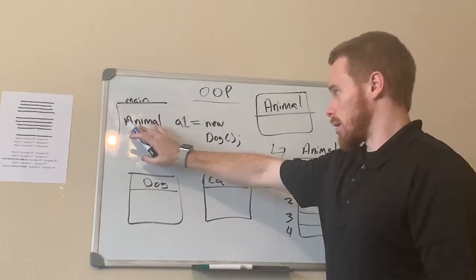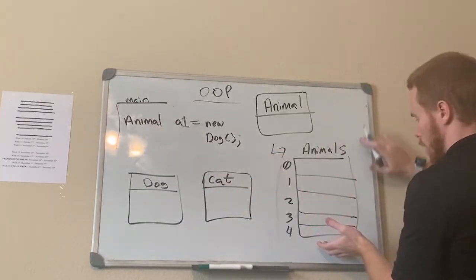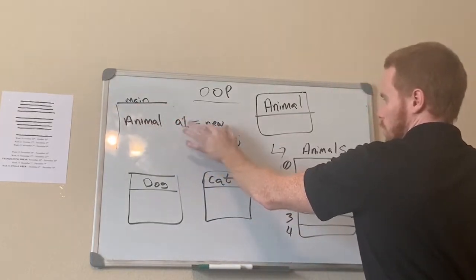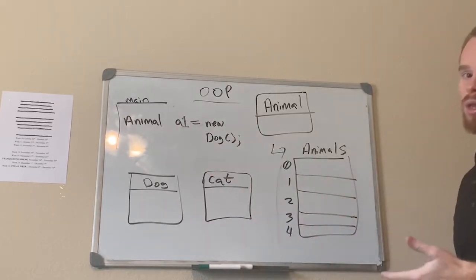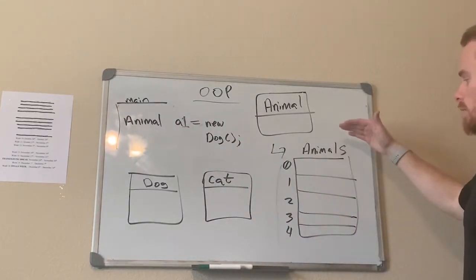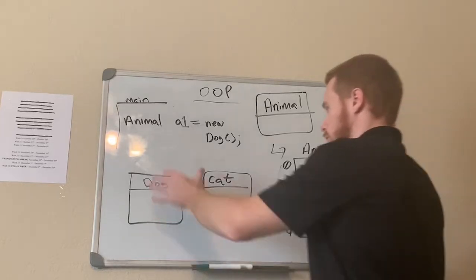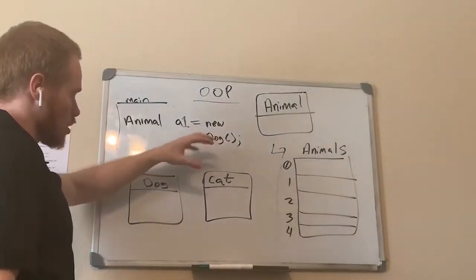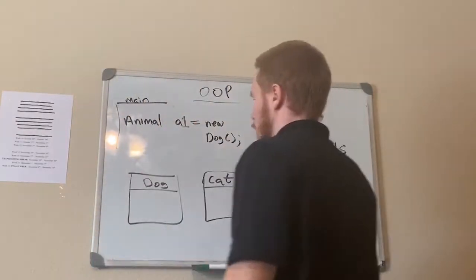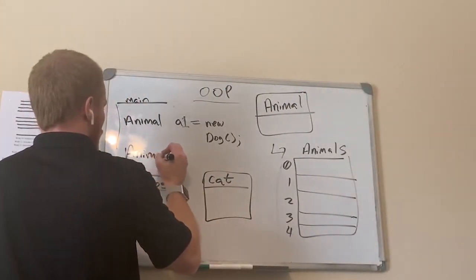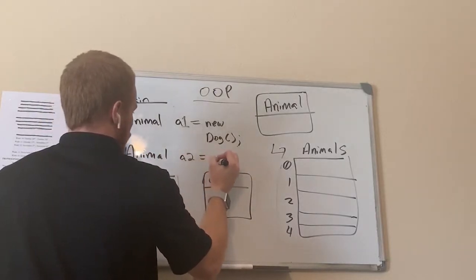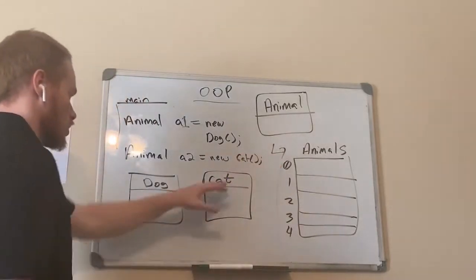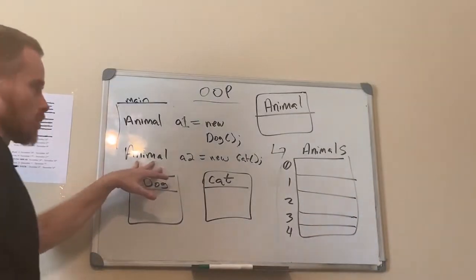You're saying, hey, I have this animal array. If I created a dog object, if I said Dog A1 equals new Dog, and I try to put it in this array, it wouldn't work out. In an array, you have to have all of the same type. But with polymorphism, I can say, hey, I want to create a new dog object, it's going to be of type dog, but it's also going to be of type animal. And I would do the same thing for the cat. So Animal A2 equals new Cat. I'd call the cat constructor to create a new cat object, but it's also going to be an animal object.